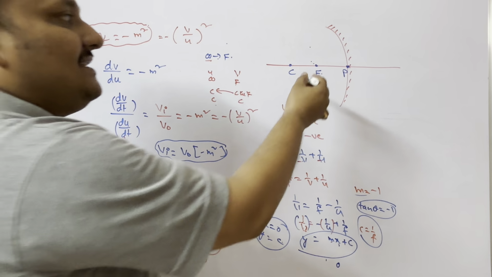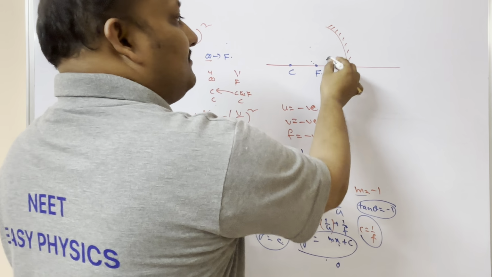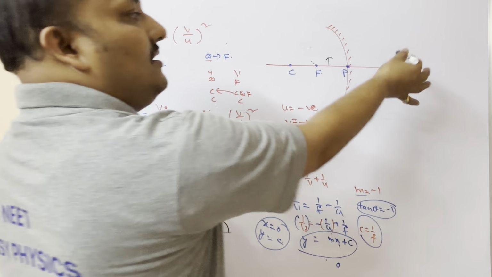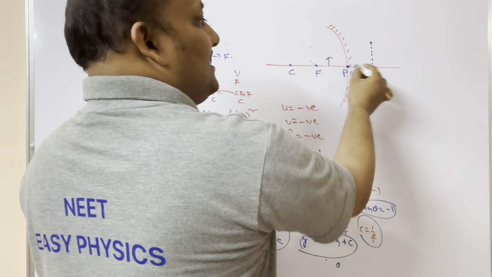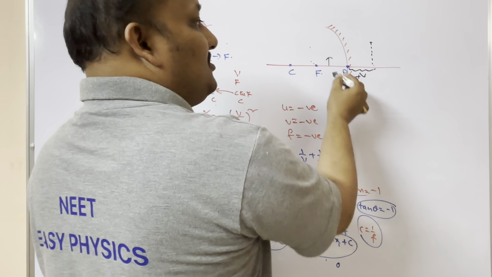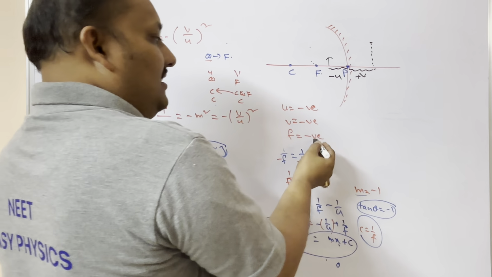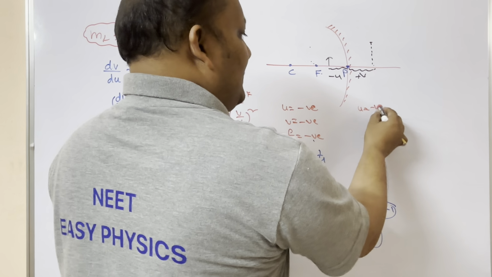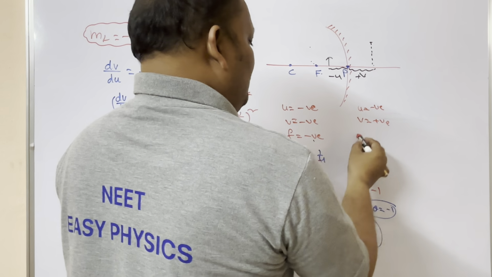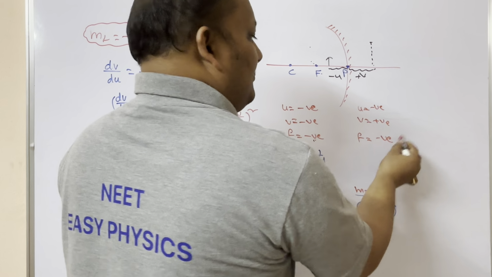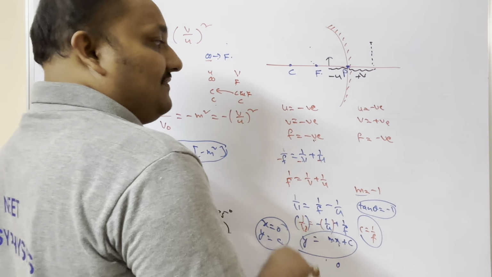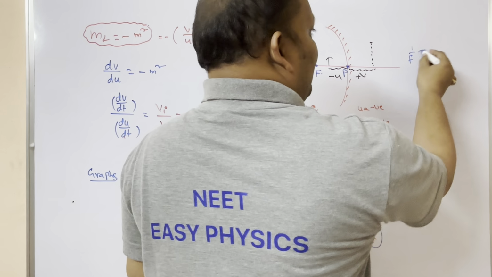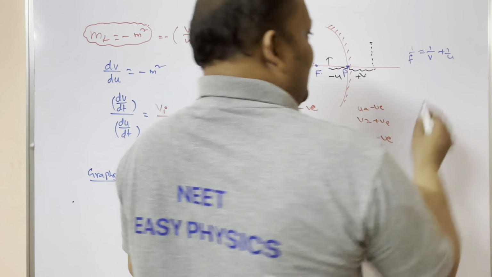Now if the object is taken between f and p, where will the image form? Behind the mirror. So what is the nature of the image? Now v is positive, u is negative, and f is always negative for a concave mirror. Then what is the nature of the graph? How will it come? Again our formula, 1 by f equal to 1 by v plus 1 by u.